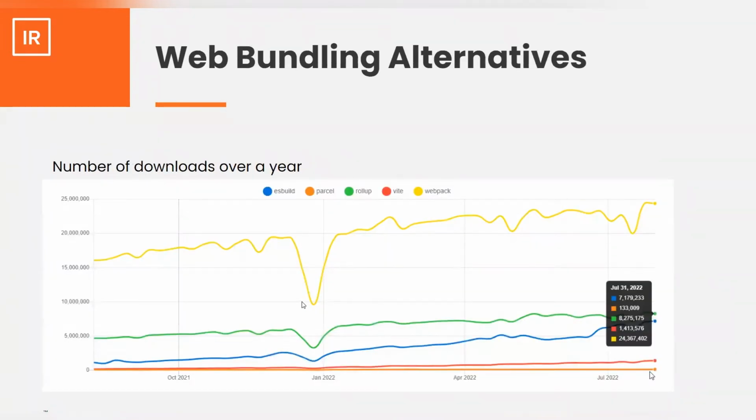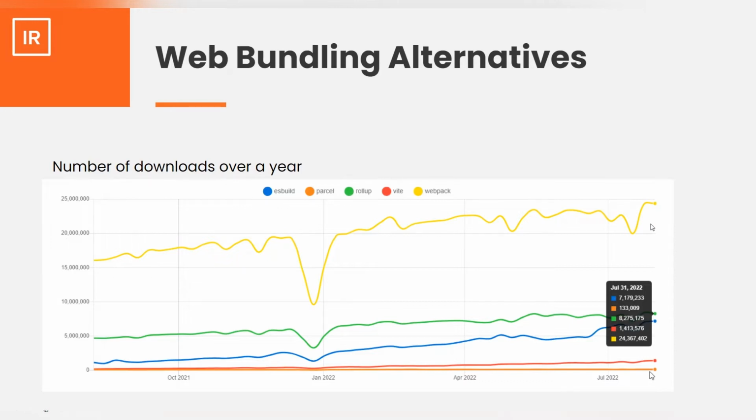So now we'll look into the web bundling alternatives. Here are a few of the web bundling options we have available. This is not an exhaustive list, but this is just 5 that I found were pretty popular and well thought of in the community. In this graph, we can see the number of downloads over a year.